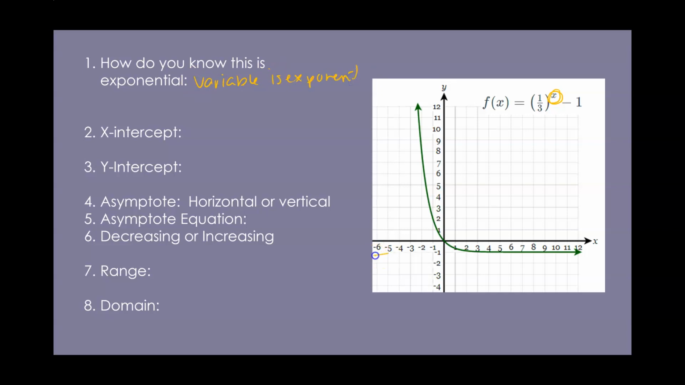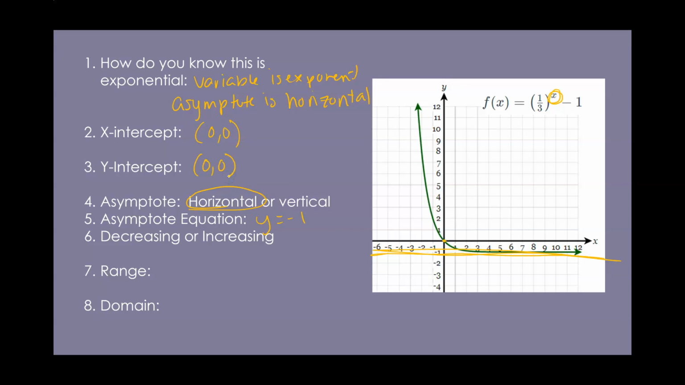Where is it flatlining? It is flatlining horizontally at -1. So my asymptote is horizontal. All right, again, I'm going to type this into Desmos, and it's going to tell me my x and y intercepts. 1/3 raised to the x power, minus 1. Well, I really don't need to do this one, do I? I bet you're at home saying, why is she doing this? Because the obvious x and y intercept is 0, 0. All right.